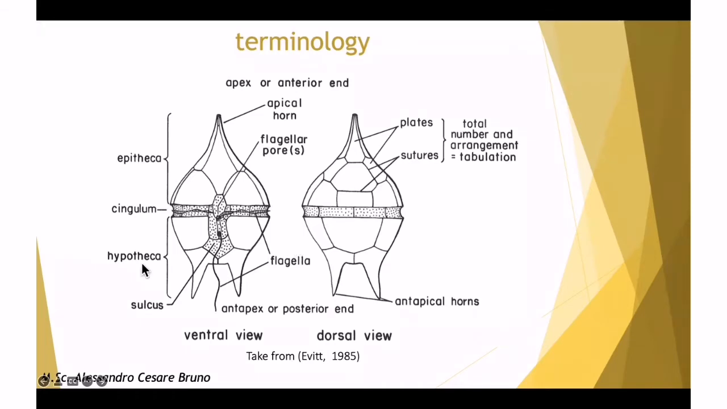Generalizing all the concepts, this is the theca. The upper part of the theca is called the epitheca, and the lower part is called the hypotheca. We can see that dinoflagellates can have horns, which can be apical or antapical horns. Thecae are characterized by plates, and the marginal outlines are called sutures. And the cingulum is the term used for describing the central part, where the transversal flagellum is located during the life of the dinoflagellate.